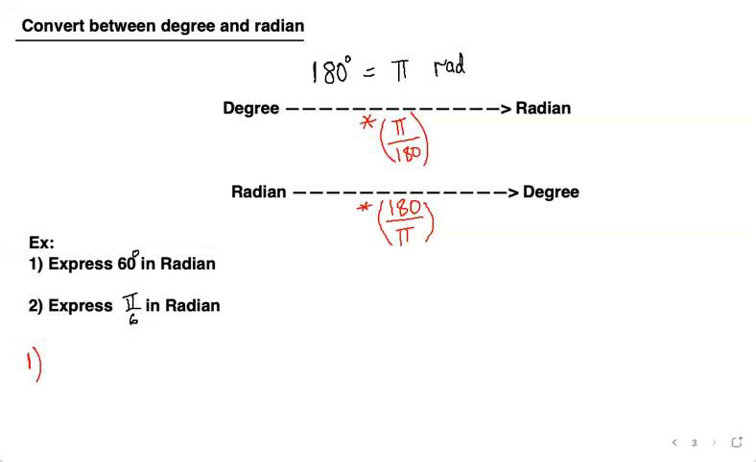Okay, for the first one, do we multiply 60 by pi over 180? Yes, this is correct. For the first one, we have to multiply the angle 60 times pi over 180. So we remove the 60 and the 180. Here I will get 1, and here I will get 3. So pi over 3. Again, the first one: express the 60 in radian.